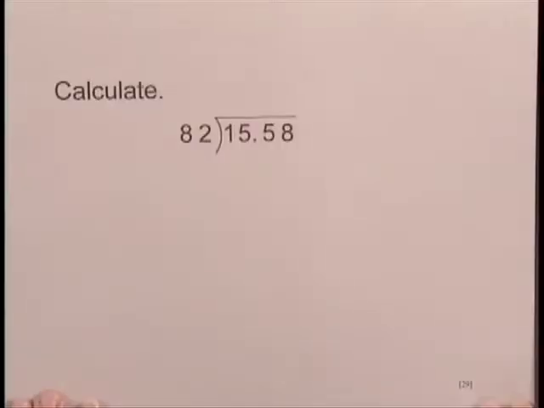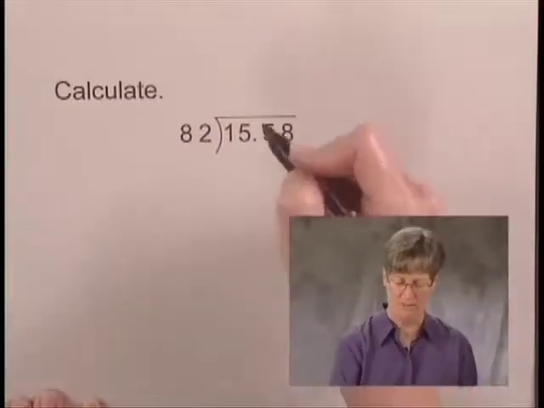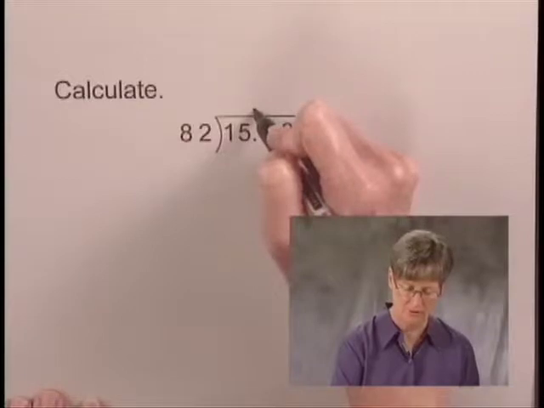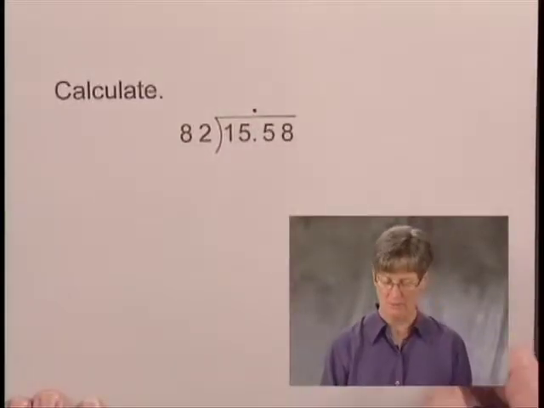We'll divide using decimal notation. We'll find the quotient 15.58 divided by 82. Now I'm going to place the decimal point in the quotient. It's going to go right above the decimal point in the dividend.